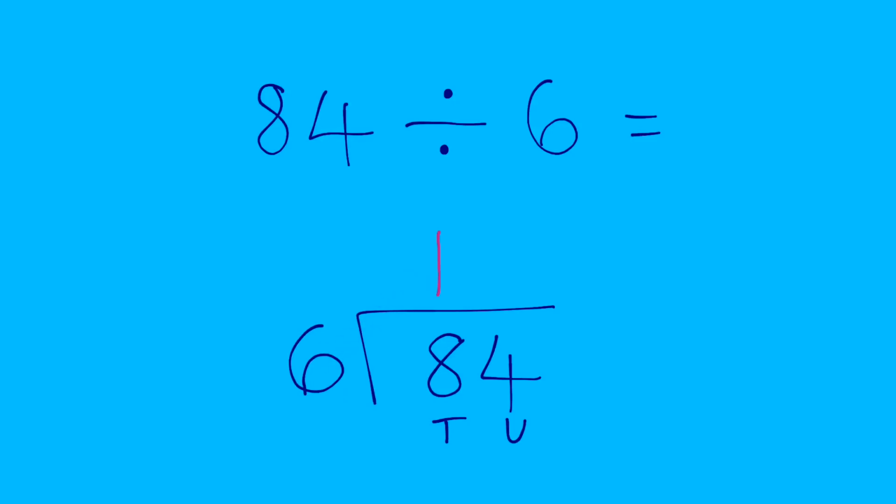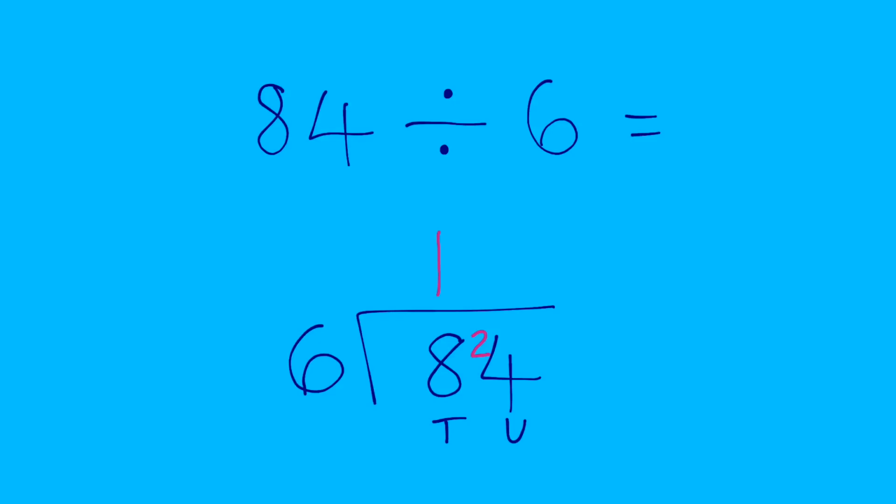We know that 6 goes into 8 once, because 1 times 6 is 6, but there's 2 left over. So we write that 2 by carrying it to the next digit along, which in this case is the unit. So we carry the 2 to here. By carrying that 2, we've now created the number 24. So the next stage of my calculation is to think, how many times does 6 go into 24?